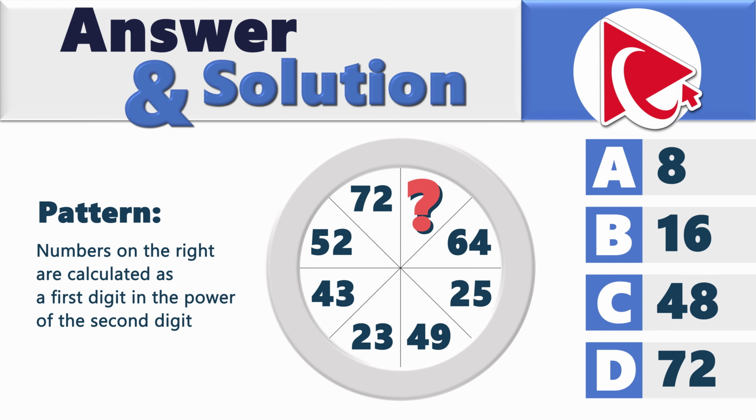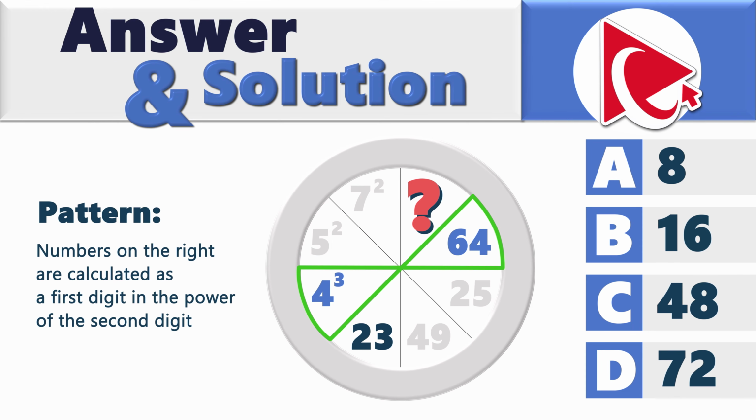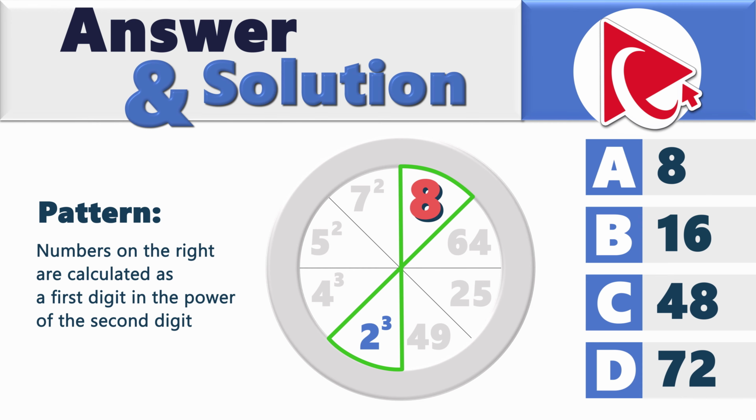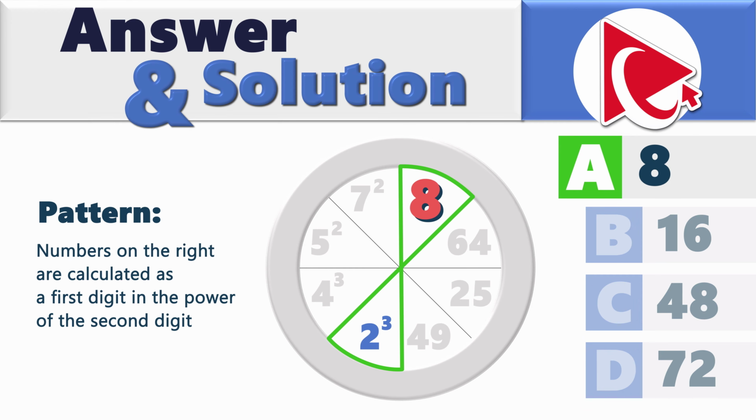Let's look at the example. The number on the left is 72. The number in the opposite section right across is 49. 7 to the power of 2 is 49. This is how 49 was calculated. Let's look at the other numbers. 5 to the power of 2 is 25. 4 to the power of 3 is 64. Then to calculate the missing number, we need to take 2 to the power of 3, which would be equal to 8. So the correct answer here is choice A, 8.